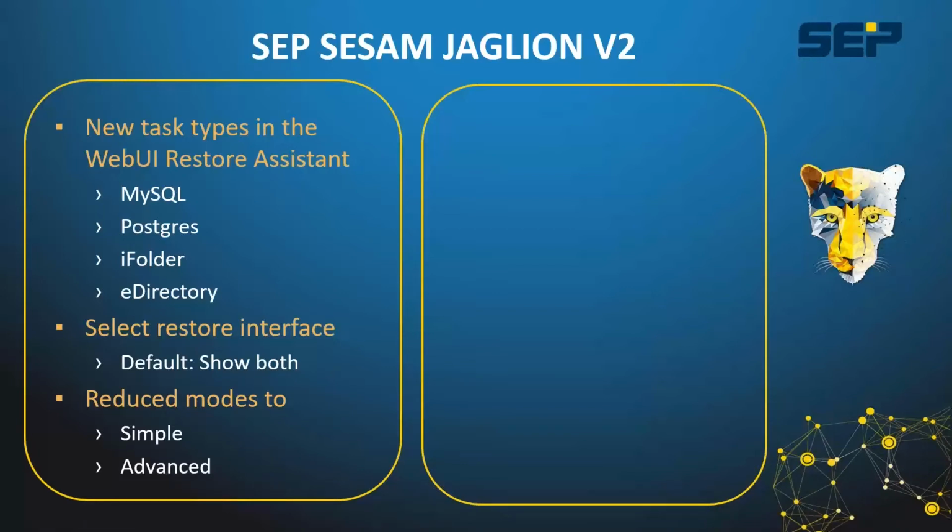We have reduced the user modes to only 2 modes, the simple mode and the advanced mode. That's more intuitive. In the past we had 3 types of modes, and now we have consolidated into 2 modes. And if there's a functionality missing in your GUI, then just check your mode. You may have to switch from the simple to the advanced mode, and then other functionalities pop up.